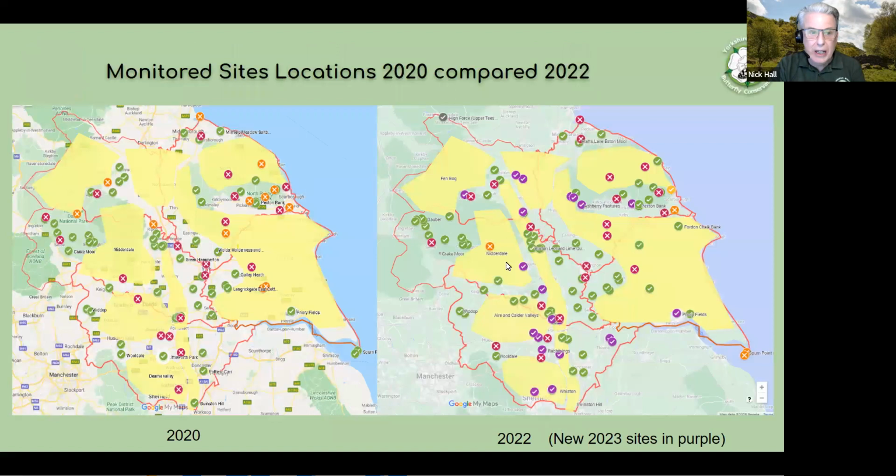So where are we doing all this? So here we have the 2020 map of where all the locations are and the 2022 map here, but it's also got the 2023 new locations in purple, just to show what's going on. Now, if you remember this map from last year, the yellow shady areas are the areas where we had poor cover originally back in 2020, when we had about 50 or so active transects.